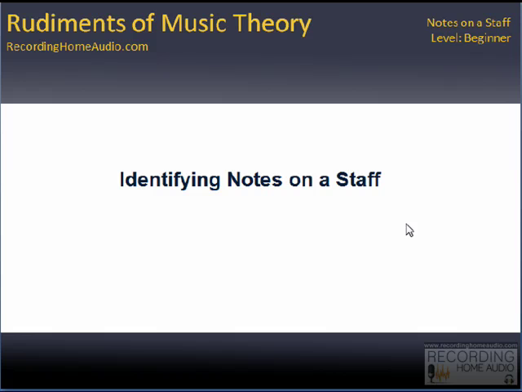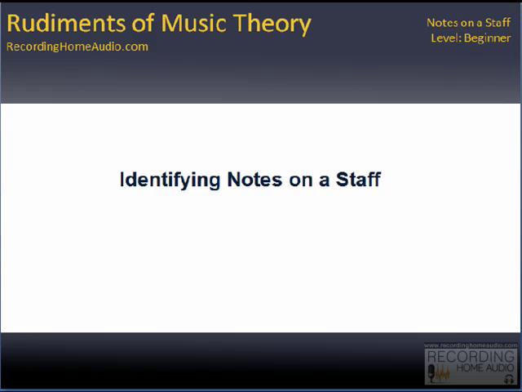We're going to go into this lesson to identify notes on the staff. This is the most important part, because if you want to be able to read music and not get frustrated looking at a piece of music, it's important to really learn these notes, what they look like, and be able to pick them out no matter where they are on the staff.